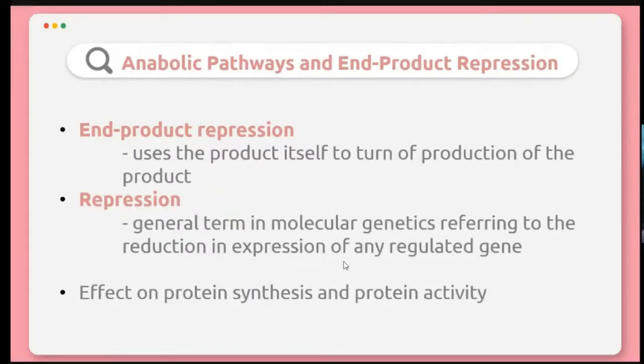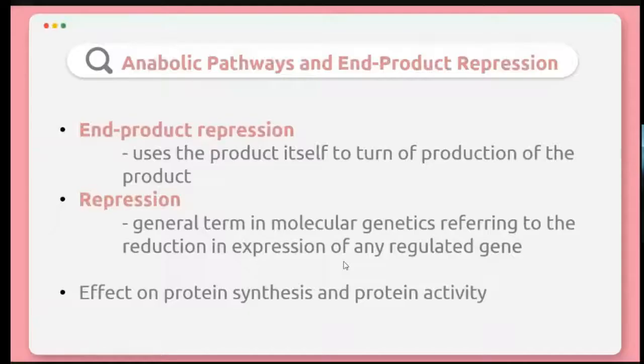Tingnan naman natin yung anabolic pathways and end product repression. In anabolic pathways, yung ginagawa, di ba, synthesis. So, you make a product. End product repression, meaning you use the product itself to turn off the production of the product. So, dito naman, tini-turn off ng product mismo yung paggawa ng sarili niya. At nangyayari yon kapag malaki na yung amount ng product sa loob ng cell, as hindi niya na kailangan mag-produce ng product na yon. Kaya kailangan niya na i-turn off yung paggawa ng product.